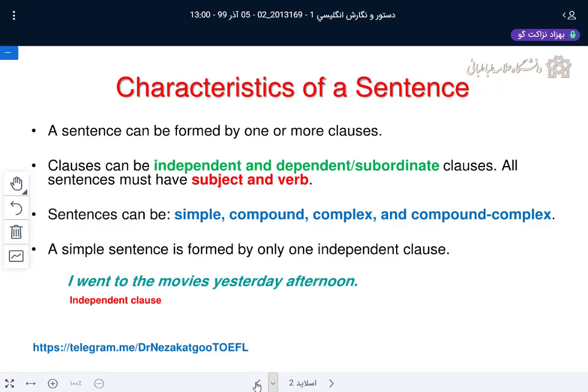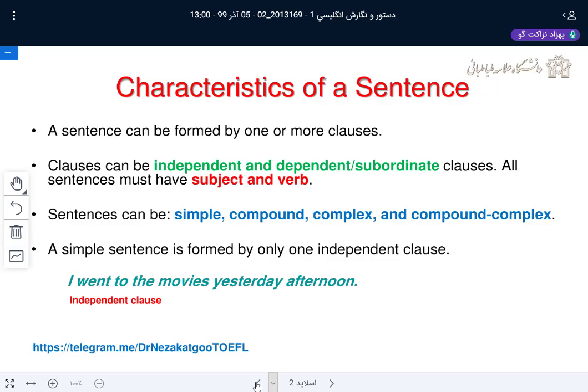Last session we talked about the characteristics of a sentence. In previous sessions we talked about sentences. We defined the sentence as a grammatically independent unit of expression. It is made of a subject and a verb. In written form, it starts with a capital letter and ends with a punctuation mark. So these are the characteristics of a sentence.